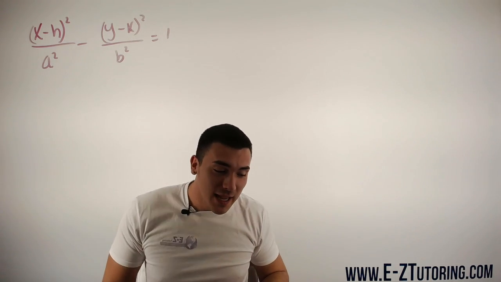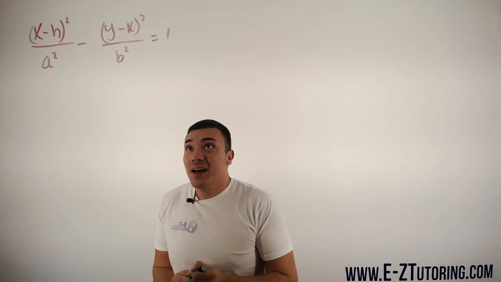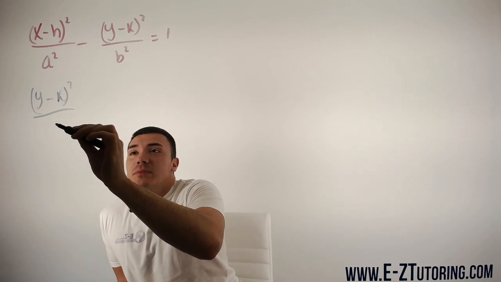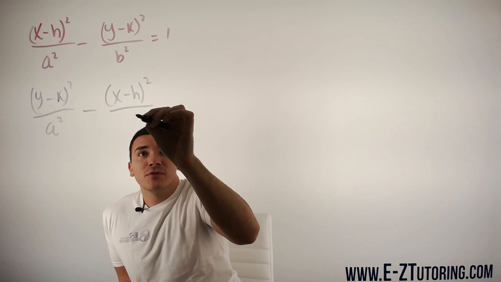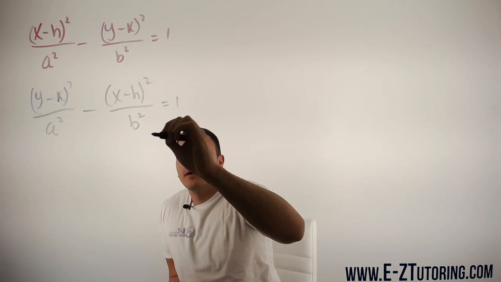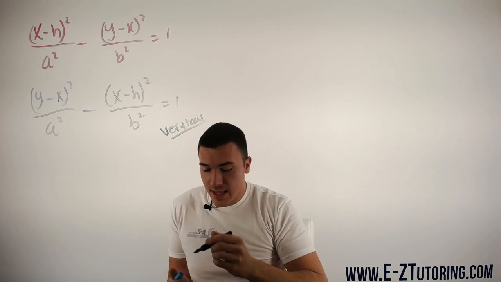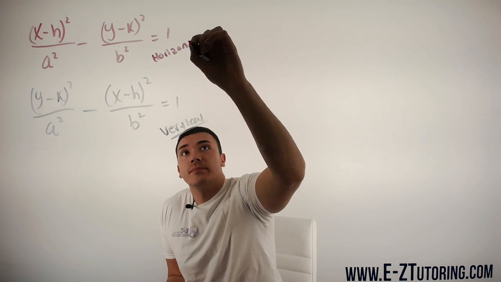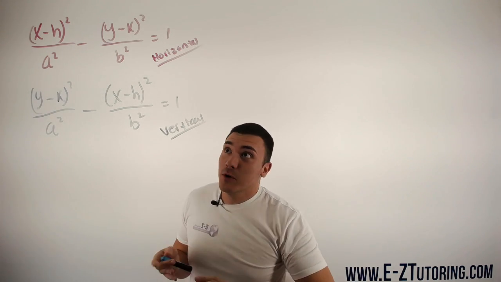Now there are two cases for hyperbolas. One of the cases is like this, and the other case is very similar except for the fact that y comes first and y is over a squared. So the only difference between these two hyperbolas is that one will be vertical, and this one will be horizontal.